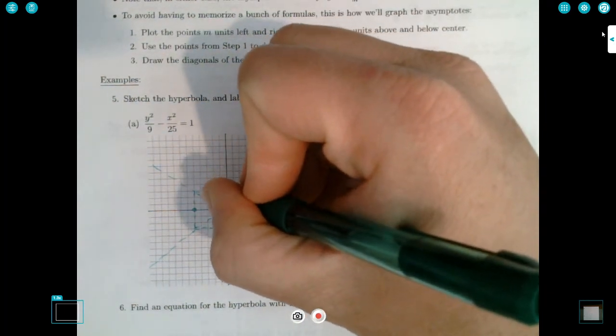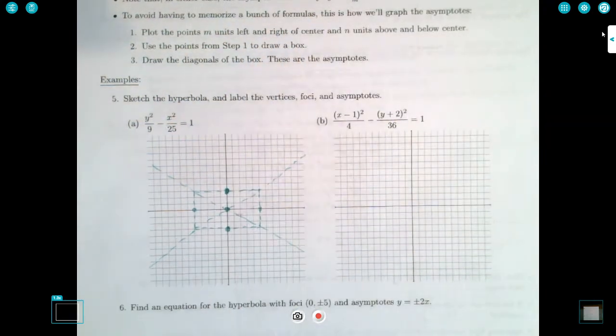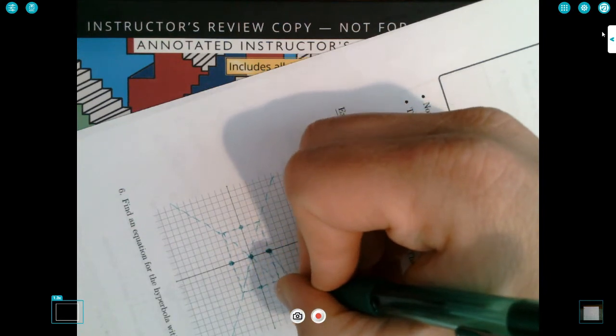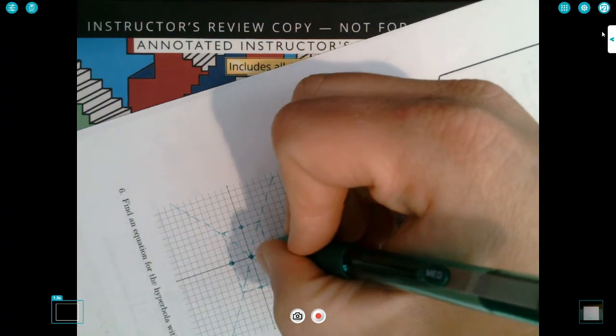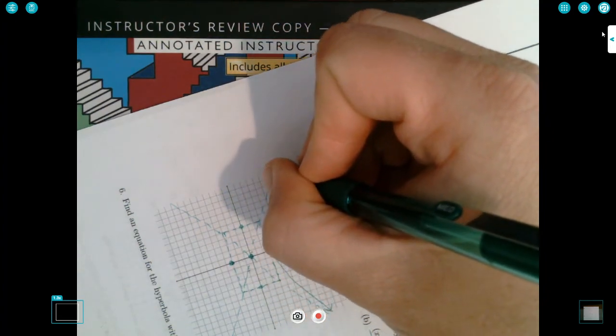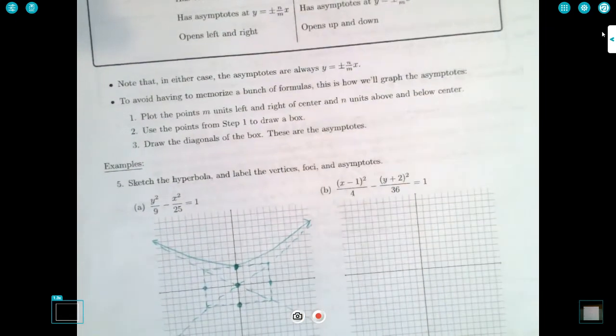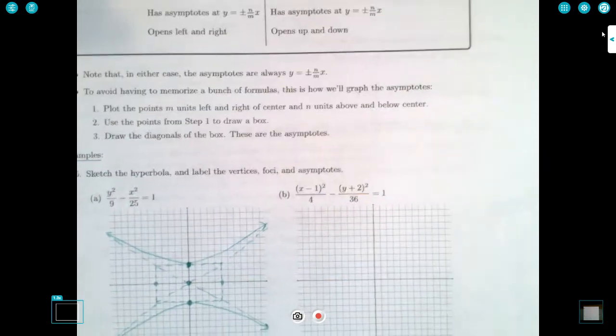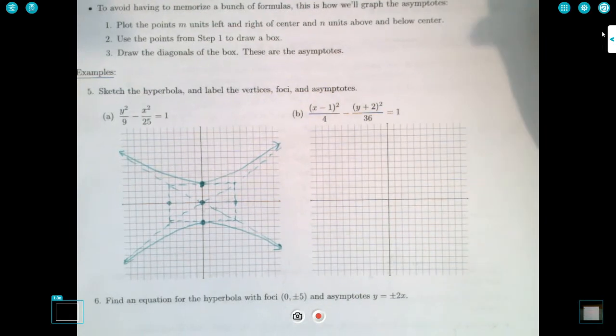Now, because the y group comes first, this hyperbola opens up and down. So that's actually a vertex, and that's actually a vertex. And so the curve ends up looking like this. This is kind of a wide one. But remember, you never get further away from the asymptote. You should always get closer and closer to the asymptote as you move away. All right? So there's that hyperbola.